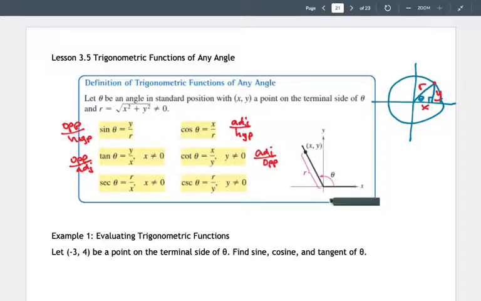y. Secant is a reciprocal of cosine, so it's going to be adjacent over, that's backwards. Secant is reciprocal of cosine, so it's hypotenuse over adjacent. Sorry about that. And then cosecant is reciprocal of sine, so it's hypotenuse over opposite. All right, so let's do an example.